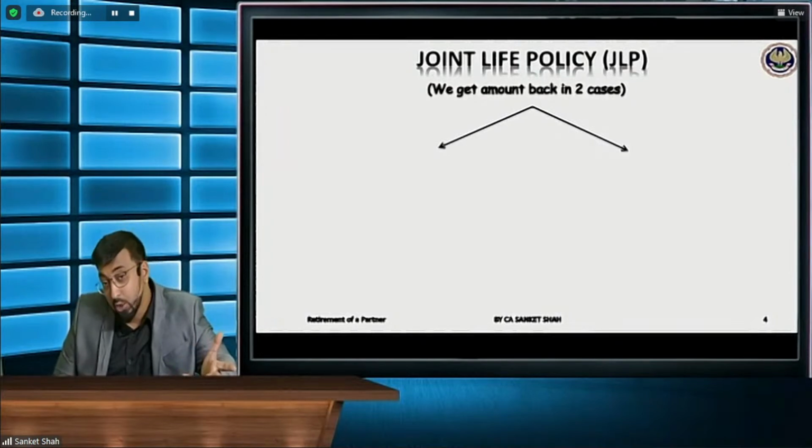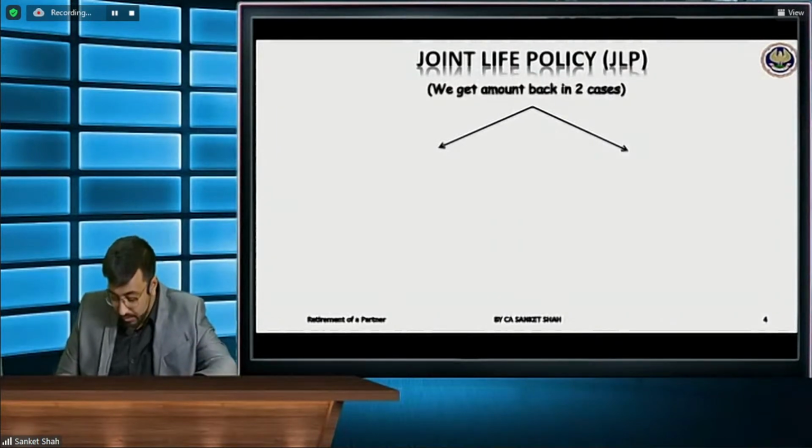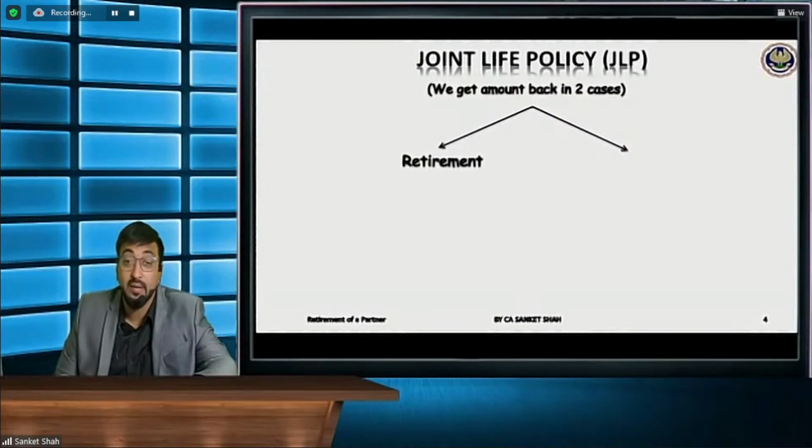What will we get back from the insurance company? So we will get two different values on retirement and on death. Obviously, you will get an extra amount in case of death, but on retirement you will get surrender value.